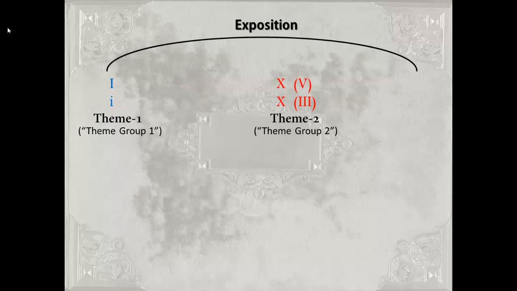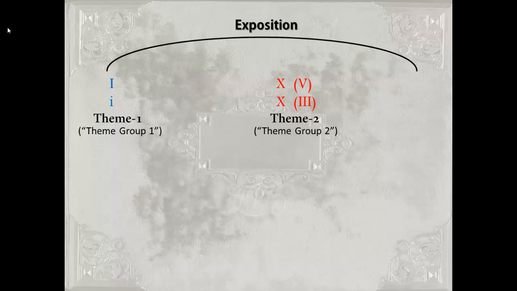As I mentioned earlier, theme groups 1 and 2, and especially their main themes, will usually contrast a lot. Theme group 1 tends to be more rhythmic, motivic, and have a thick, dramatic texture. Theme group 2 tends to be more lyrical and pretty. There are two other important parts to the exposition.